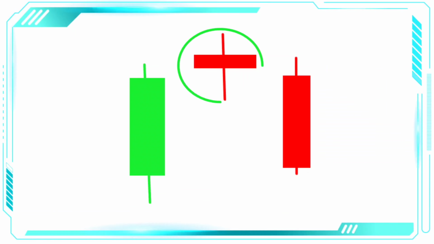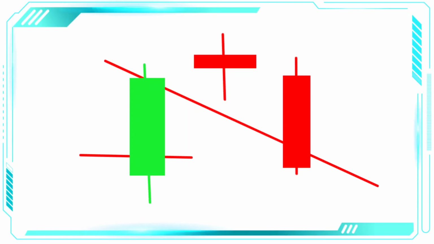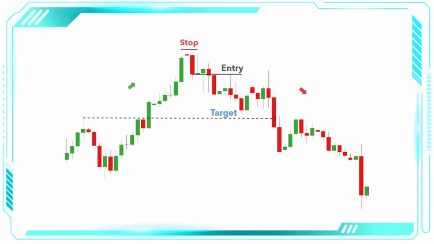The evening star pattern is a strong signal that bears are taking control of the market. The small-bodied candle in the middle indicates indecision, and the following bearish candle confirms the reversal. Traders typically look for confirmation of the pattern, such as a break below a trend line or support level, before entering a short trade. Let's look at an example of an evening star pattern.